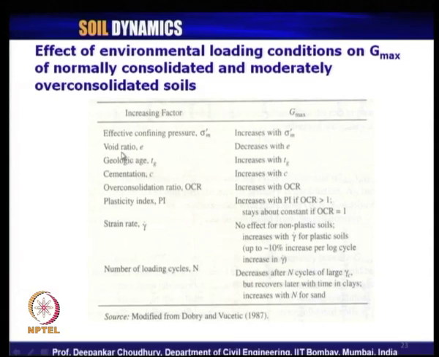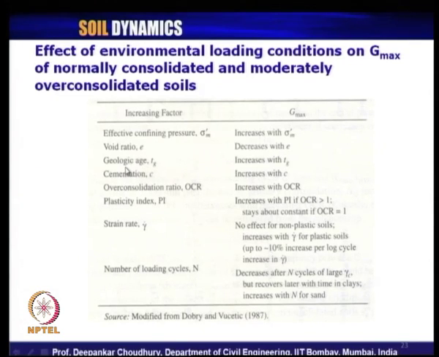What happens if void ratio of soil is increasing? Then the G max value will decrease. This also we can understand physically. Void ratio increasing means what happens? That is, the soil is becoming more loose. More loose means the strength of the soil will be much lower. So, that is why void ratio increases means G max value should decrease.